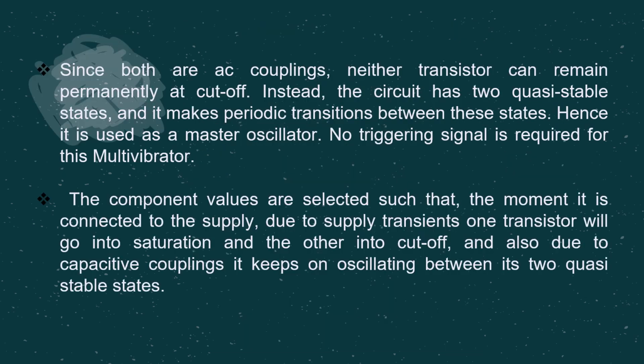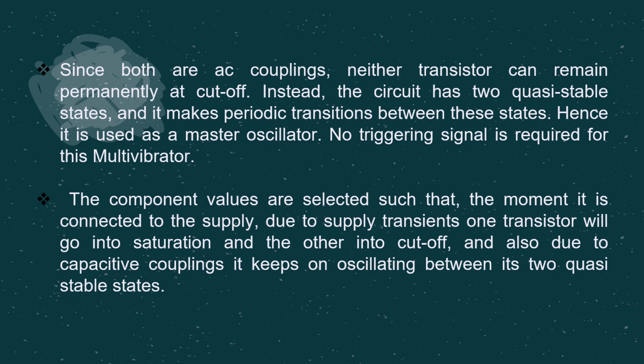Since both are AC couplings, neither transistor can remain permanently at cutoff. No transistor can be off permanently. Instead, the circuit has two quasi-stable states and it makes periodic transitions between these states. Hence, it is used as a master oscillator. No triggering signal is required for this multivibrator.